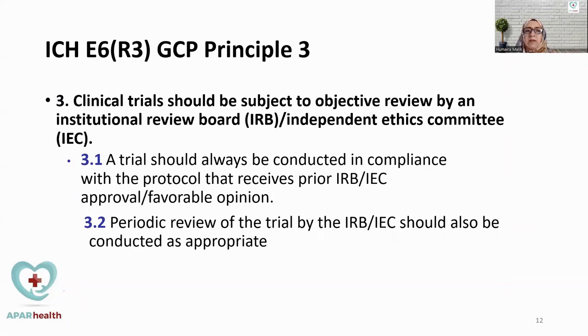The third principle is about the clinical trial being subject to review by the institutional review board or the independent ethics committee. Whenever a trial is to be conducted, it is to be reviewed by the IRB. The protocol is to be reviewed, and once a favorable opinion is obtained, the trial is started. Periodic review is also important: the IRB or IEC will conduct periodic review to assess the appropriate conduct of the trial.